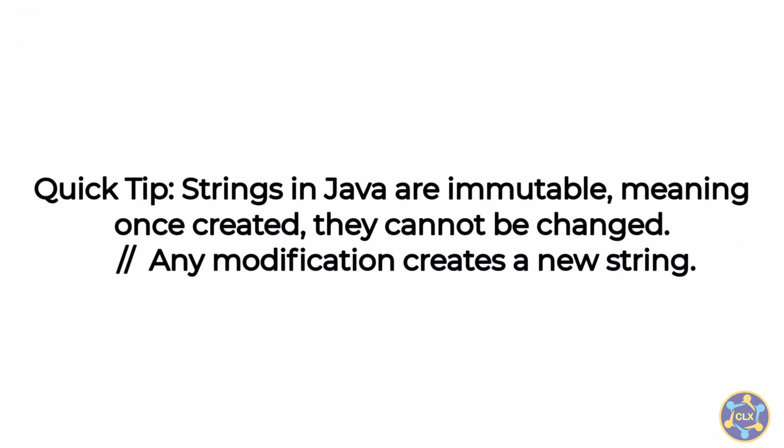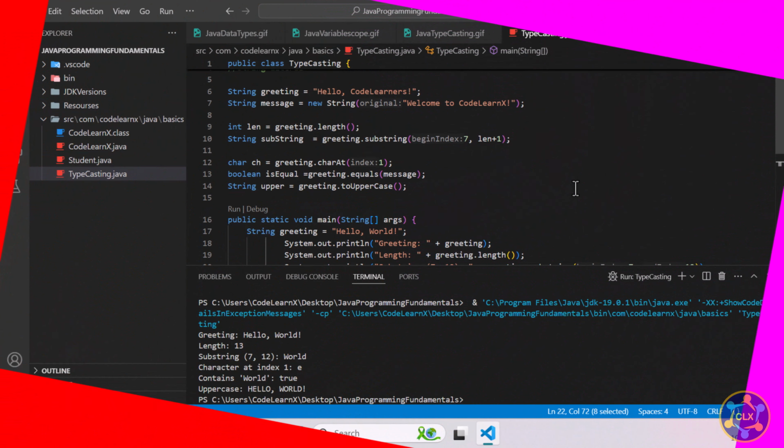So I have a quick tip for you all for strings. Strings in Java are immutable, meaning once you create any string, it cannot be changed. If we do any modification, that will create a new string. That will not alter the previous string that we have created.